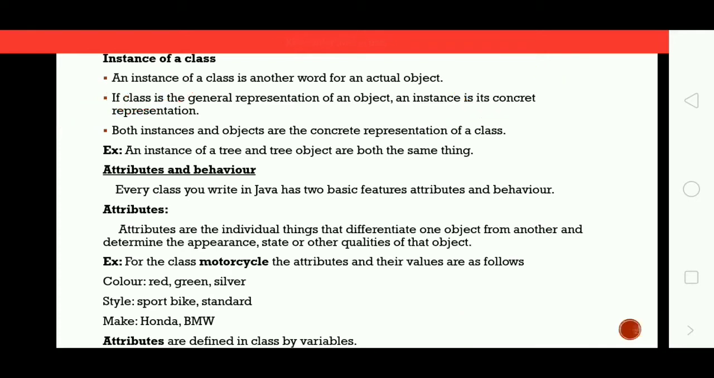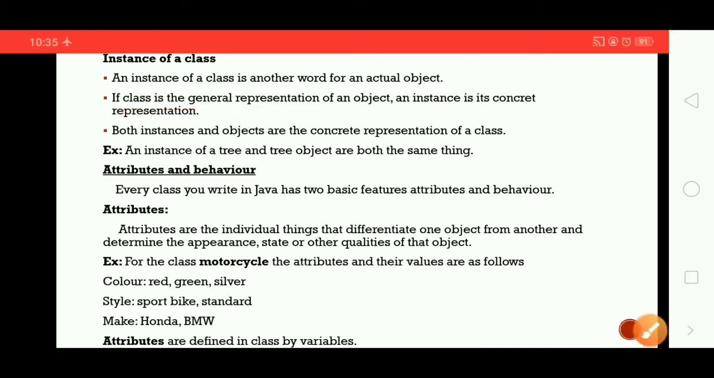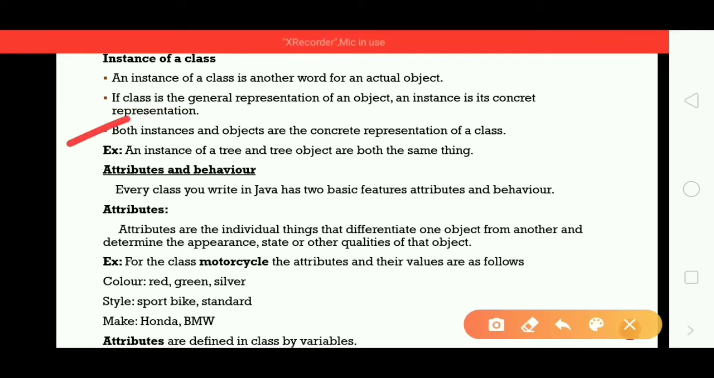That is what a class is, only a general representation of an object, and an instance is a concrete representation of an object. Both instance and object are the concrete representation of a class. As I already said here, instance and object both are the same. That is what instance and object both are, the concrete representation of a class.